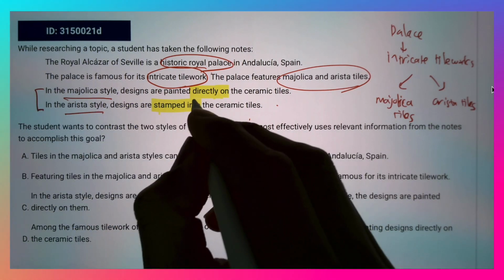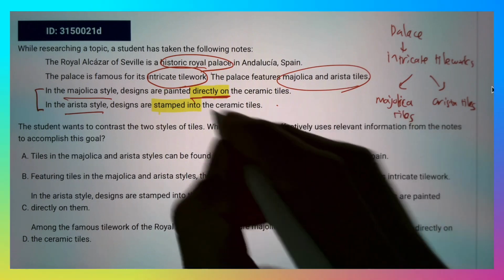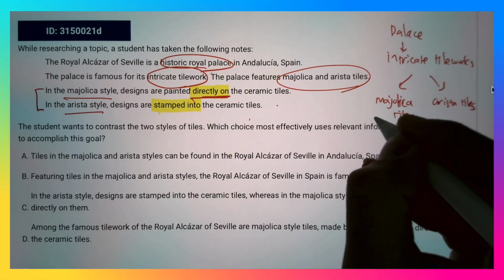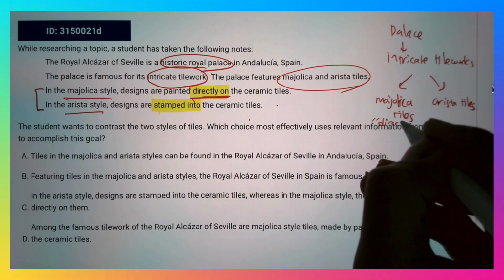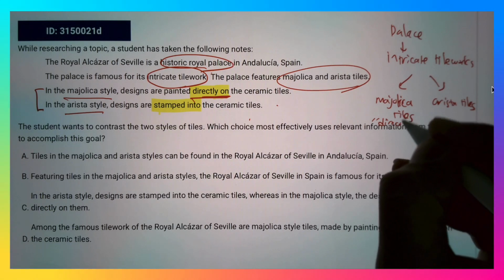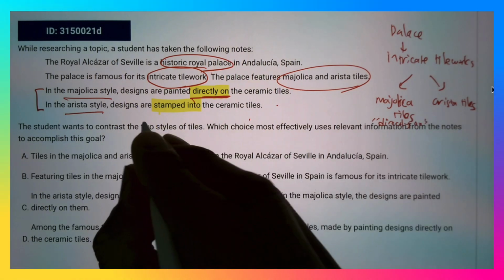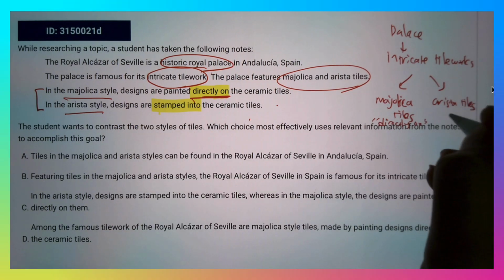There are two kinds of tiles, and the last two sentences describe the comparison, or more like contrast, because this is directly on, so I'm going to highlight that. Majolica is more about directly on the ceramic tile, and the other designs are stamped into.